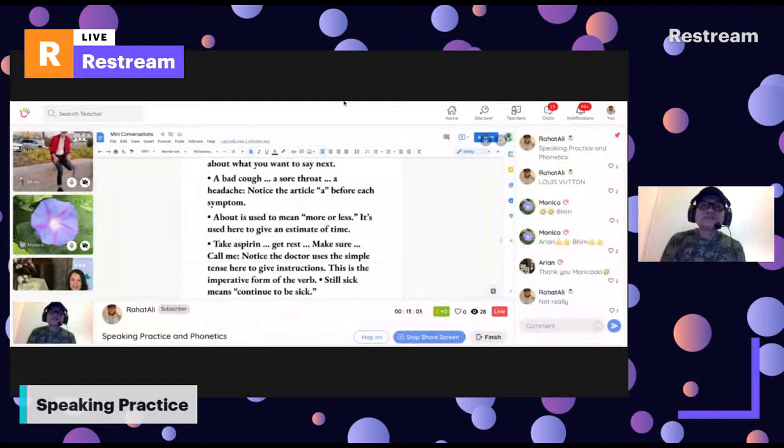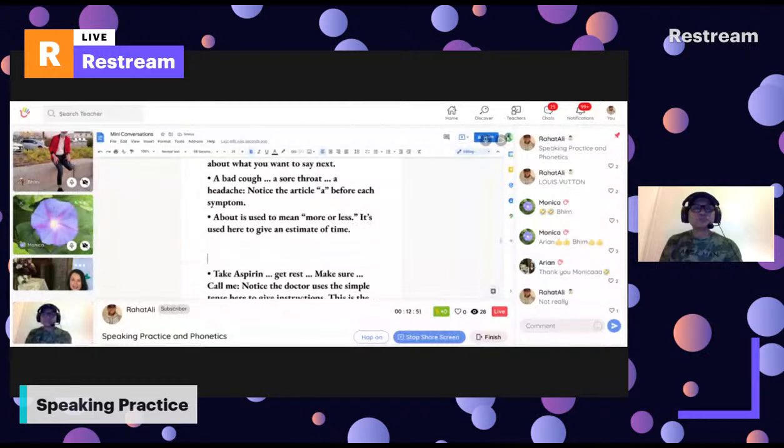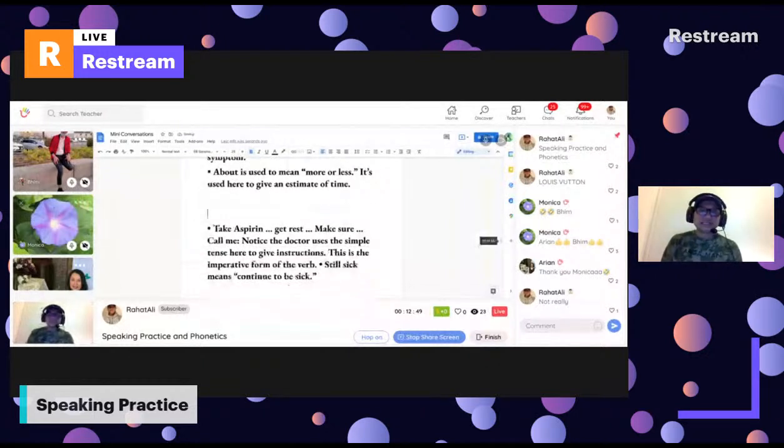Take aspirin. Aspirin should be a capital A. See, I wrote a small a. I'm changing it because it's a proper noun. Okay, the last paragraph: Take aspirin. Get rest. Make sure you drink enough fluids. Call me. Notice the doctor uses the simple tense here to give instruction. This is the imperative form.